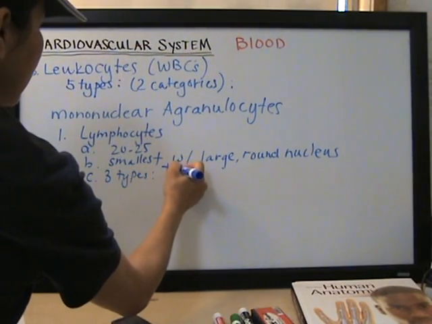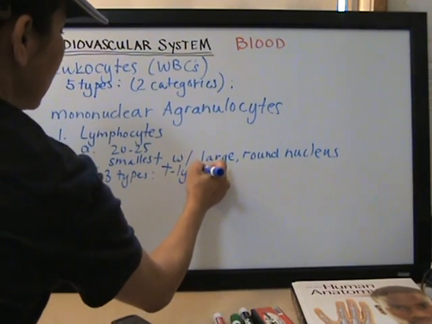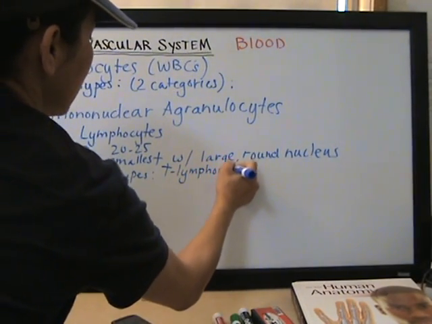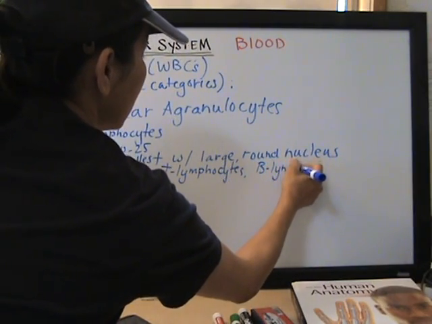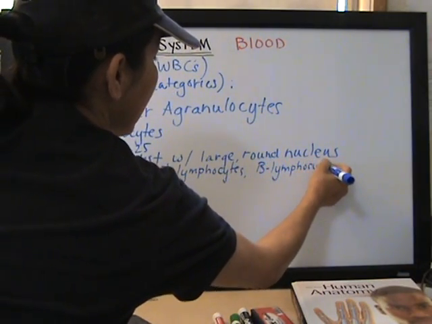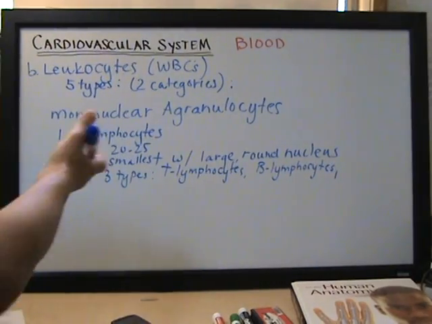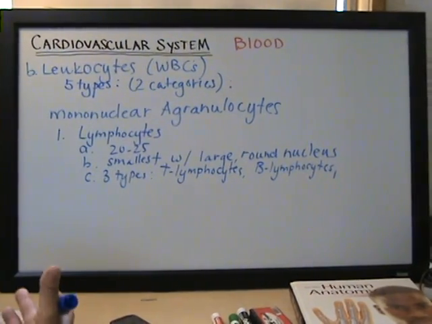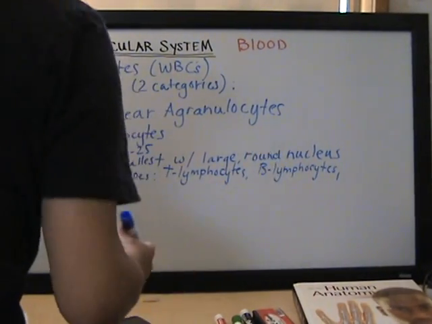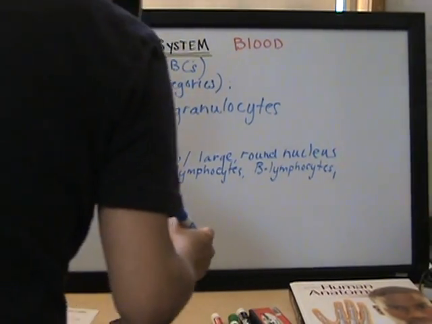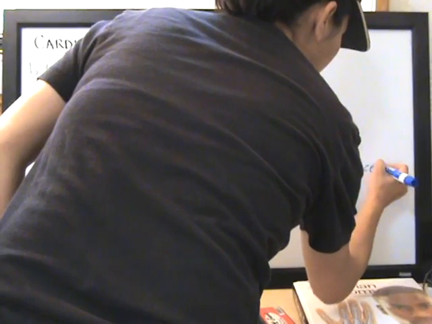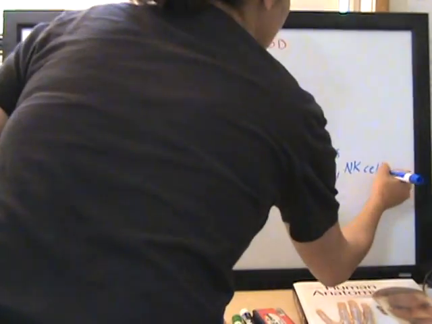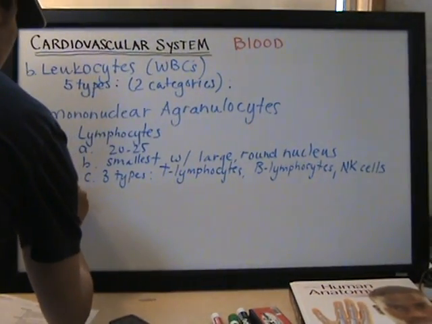Okay. There are three types. The T cells, T lymphocytes. The B lymphocytes, and the B lymphocytes make antibodies. T lymphocytes, there are different types of them. They're really important in the immune response. And the natural killer cells, or NK cells, which attack foreign invaders.